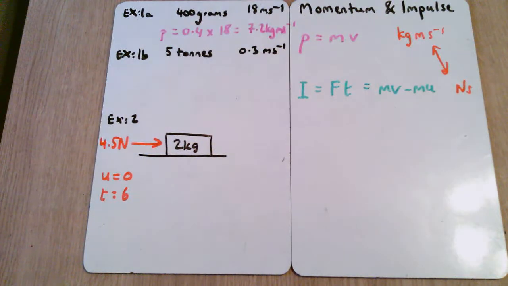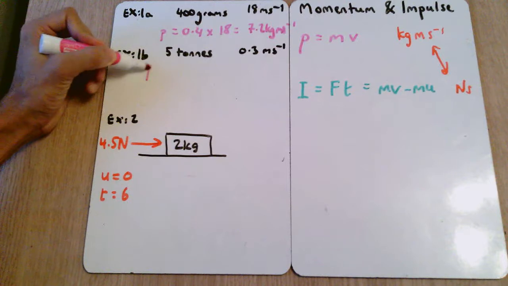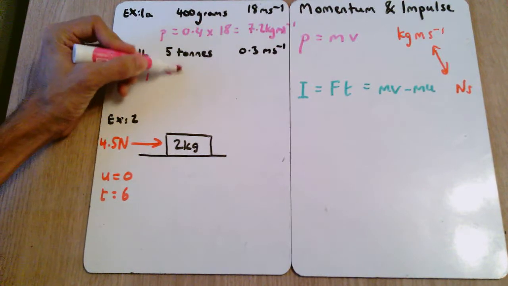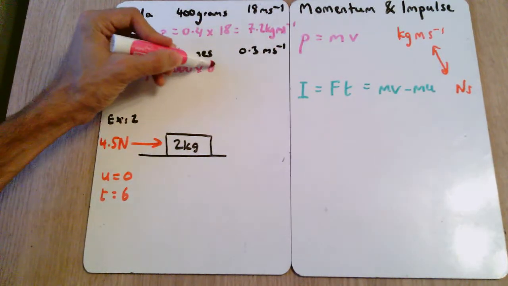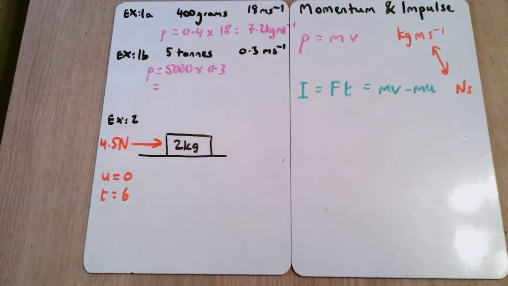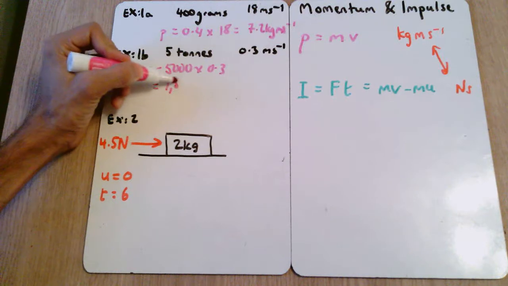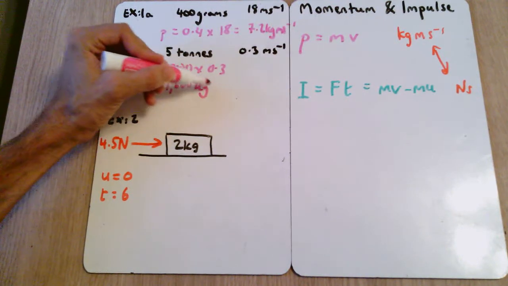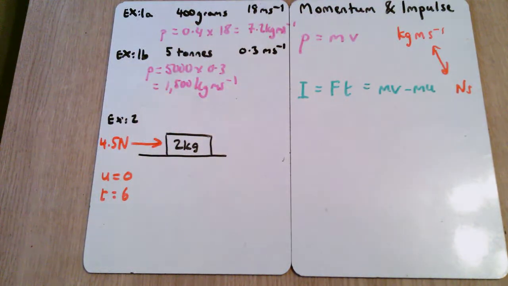Very simply, on the next one, you've got 5 tons and you've got 0.3 meters per second. Well, tons in kilograms is 1,000, so that's 5,000 times 0.3. And when you multiply that together, you simply get 1,500, again kilogram meters per second.